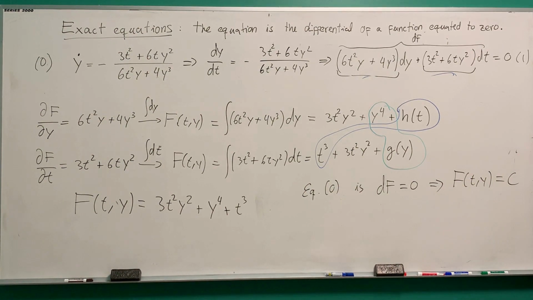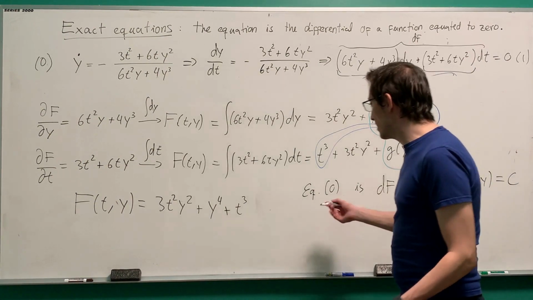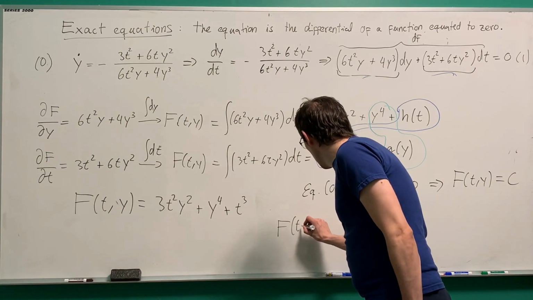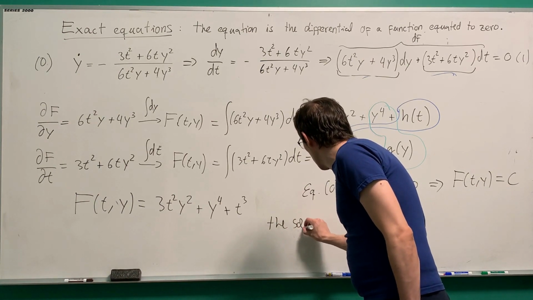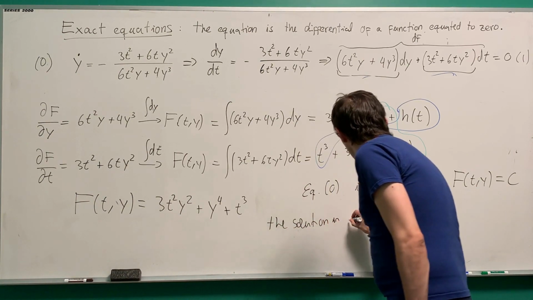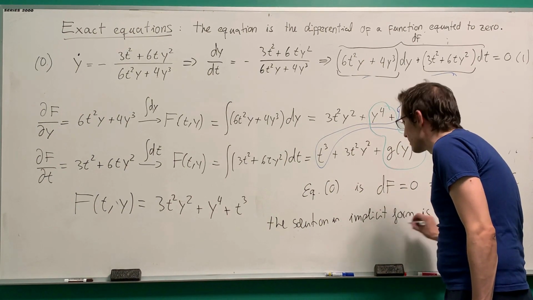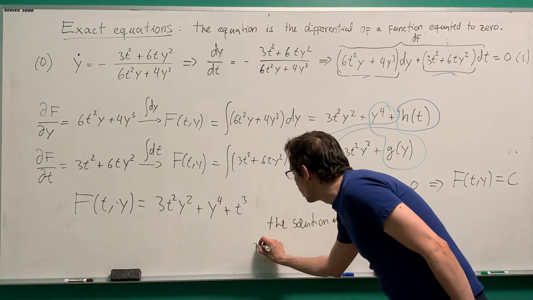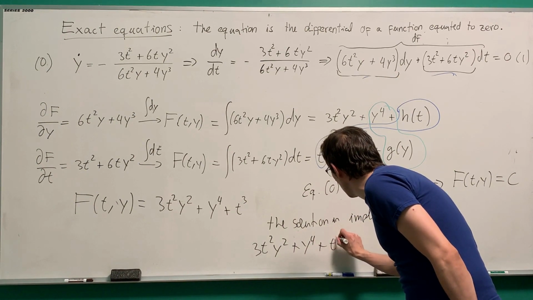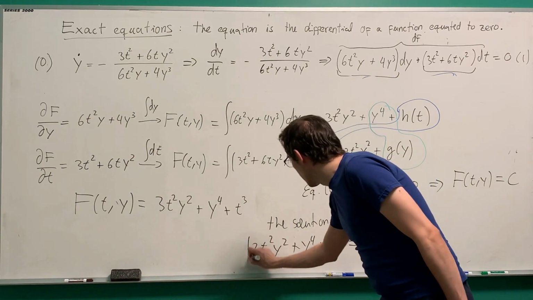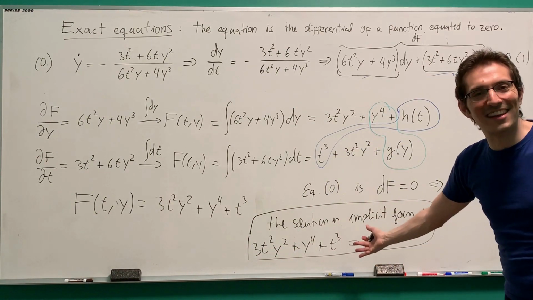Awesome. So let's write the solution to the exercise. The solution in implicit form is 3t squared y squared plus y to the 4 plus t cubed equals a constant. That is the solution in implicit form. Now, this will get you most of the marks if you get there.